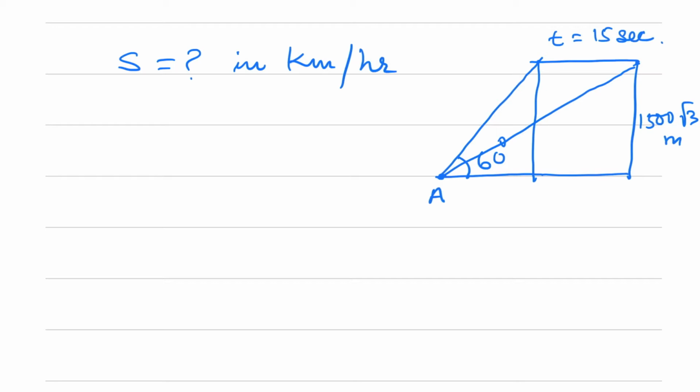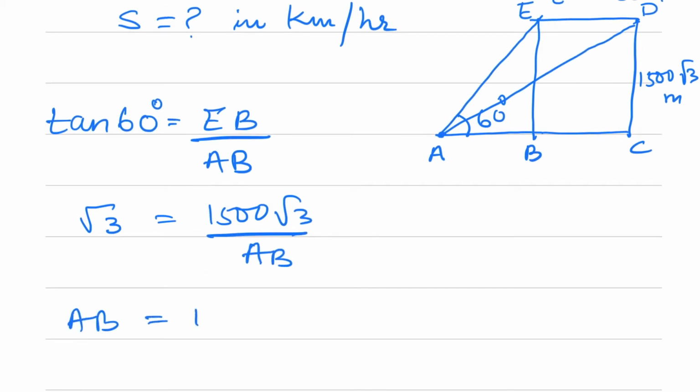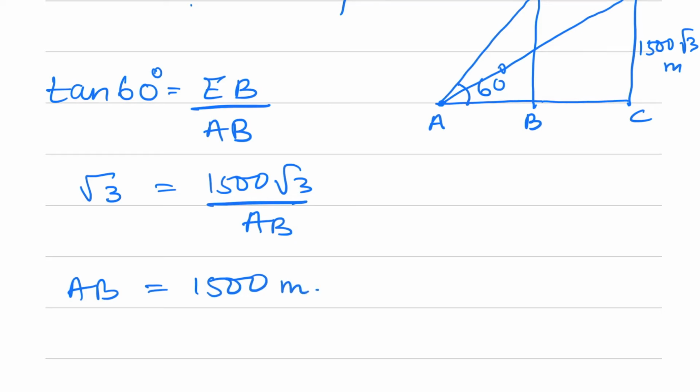So let's name all the vertices: A, B, C, let this be D and E. So we have to basically find the distance BC because we know the time here and we can find out the speed with that. Tan 60 degrees is equal to EB by AB. So tan 60 degrees is root 3, and EB is 1500 root 3 by AB. So AB is equal to 1500 meters.